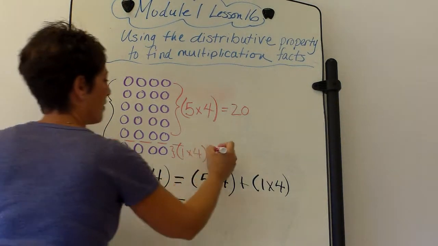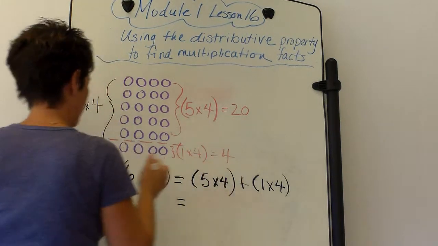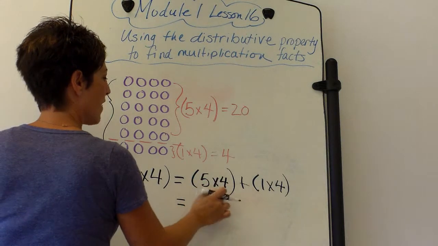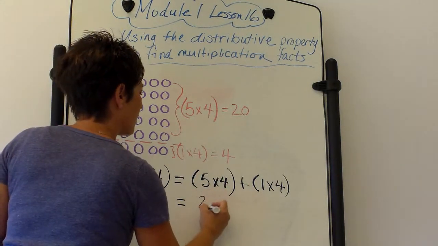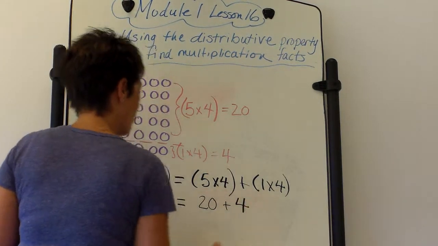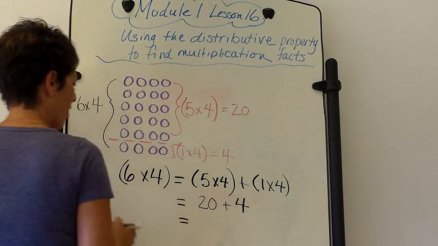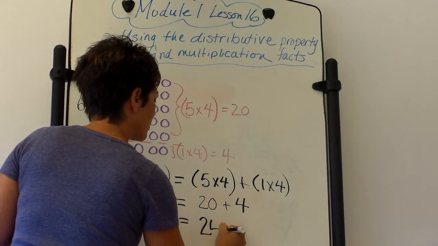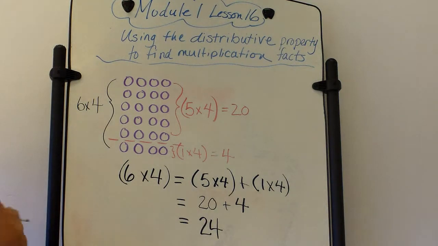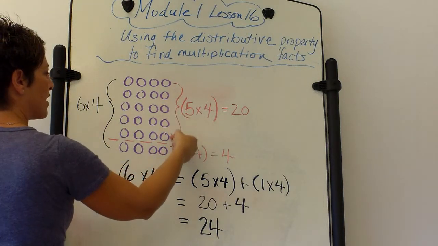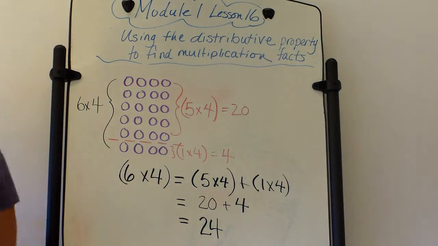And 1 times 4, that's easy. That's also 4. So down below, 6 times 4 equals 5 times 4, which is 20, plus my 1 times 4, which is 4. Put it all together, and 6 times 4 equals 20 plus 4, which is 24. A quick check of my large array, and we'll see that that is true. 4, 8, 12, 16, 20, 24.